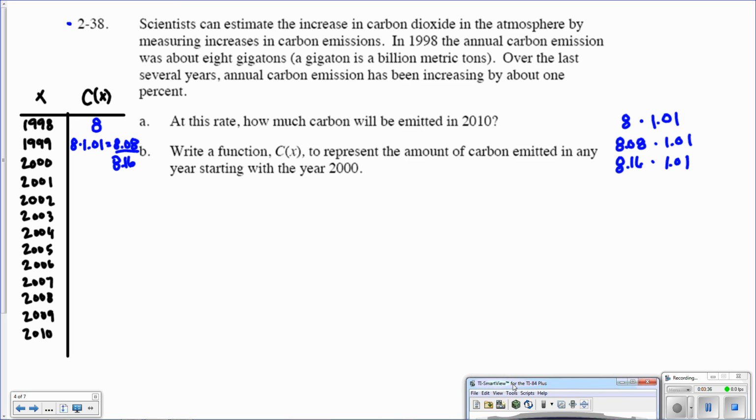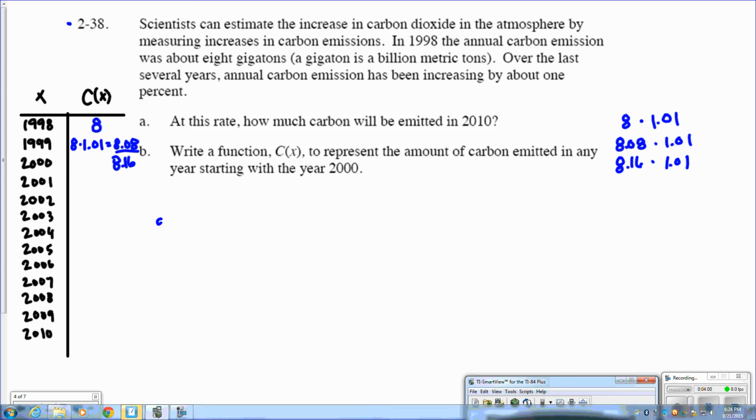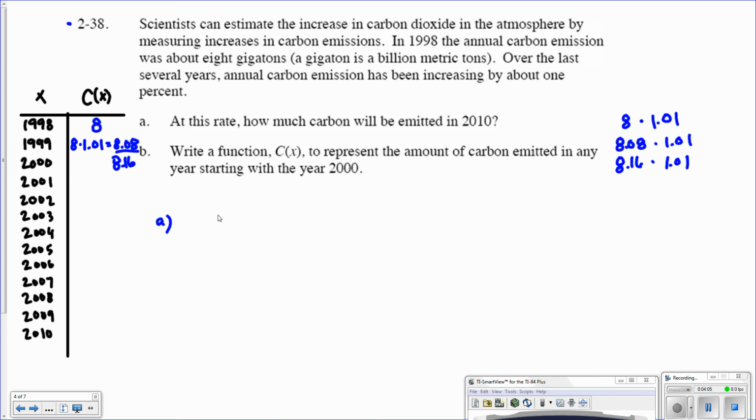Since we're increasing by a percentage here, this is kind of like a geometric sequence, or we could look at it as growing exponentially. So let's try to come up with a function that we could use to calculate the value instead of doing the same process over and over again. I'll do my work for A right here. Since this is growing exponentially, if X is equal to the number of years that have gone by, we should be able to say that we're starting out at 8 gigatons, and we're going to continue to multiply it by 1.01, X number of times, repeatedly.